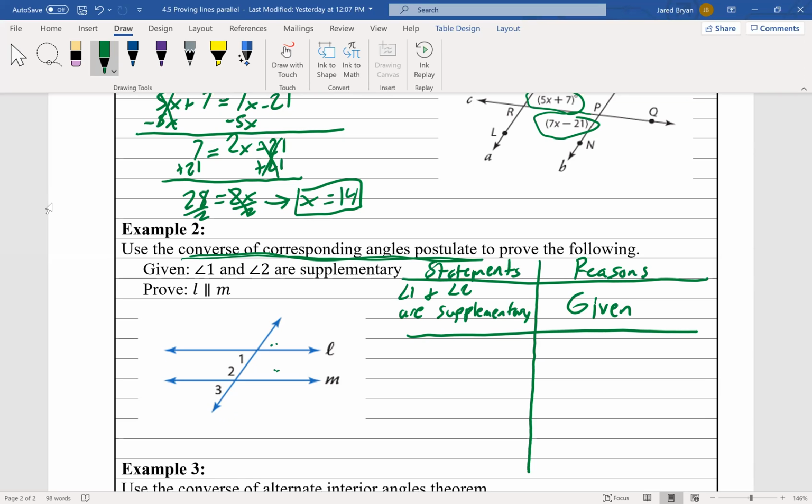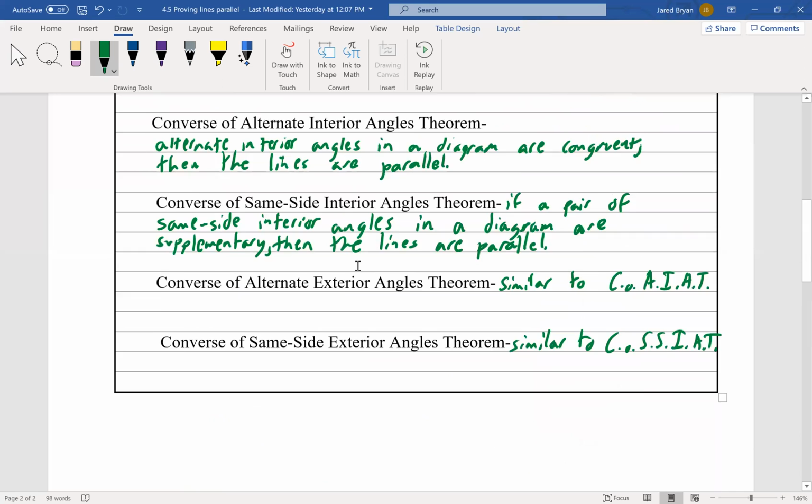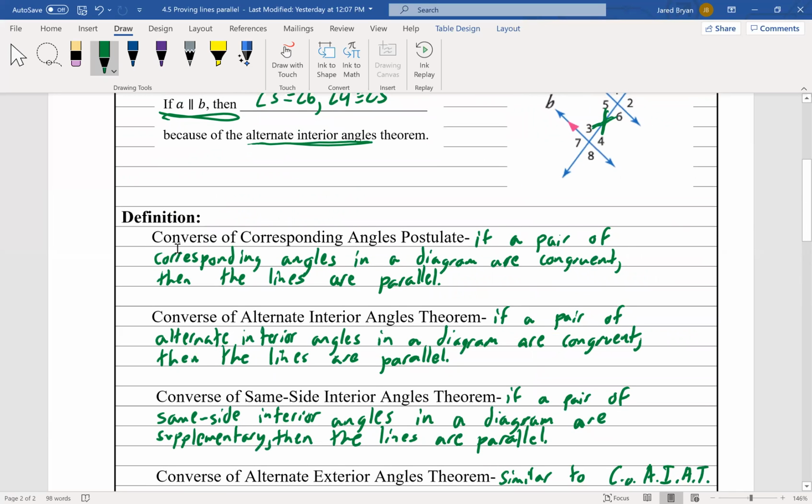Okay, so if we're working through this proof, one piece of good news is that I'm told already the postulate that I'm going to use to prove that these lines are parallel. I'm told I'm going to use the converse of corresponding angles postulate. So if I scroll back up here to our notes, I see that we said the converse of the corresponding angles postulate says if I can show that a pair of the corresponding angles are congruent, or in other words, are the same, are equal to each other, then I can say the lines are parallel. So that's my goal. That's what I'm going to try to show here.